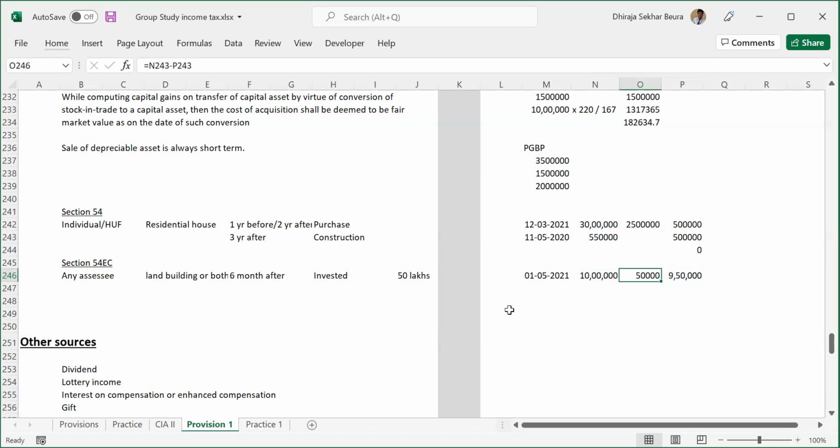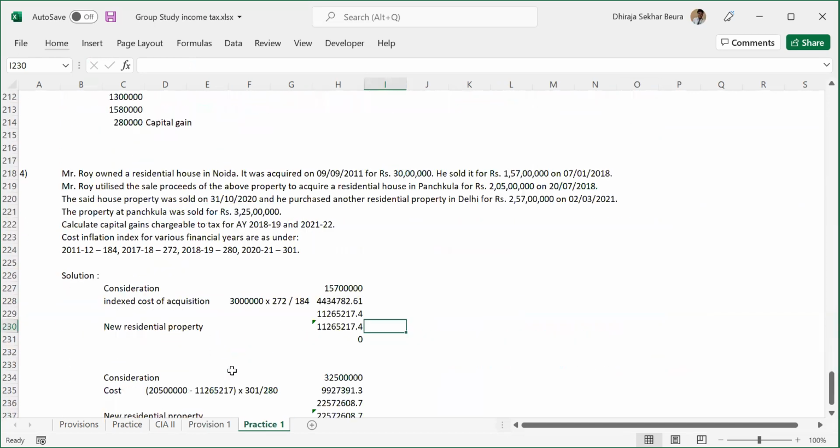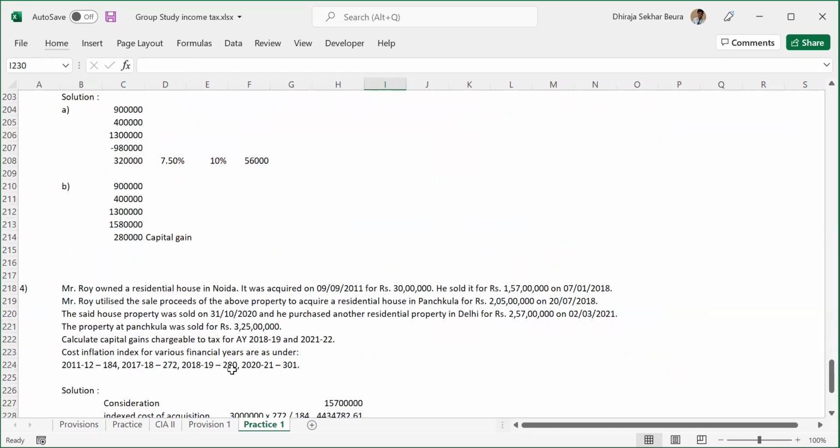Okay. Now that this is clear, let's quickly practice one question and then we will move on to the other concepts. All right, here is the question. Mr. Roy owned a residential house in Noida. It was acquired on 9/9/2011 for 30 lakhs. He sold it for 1,57 lakhs on 7/1/2018.